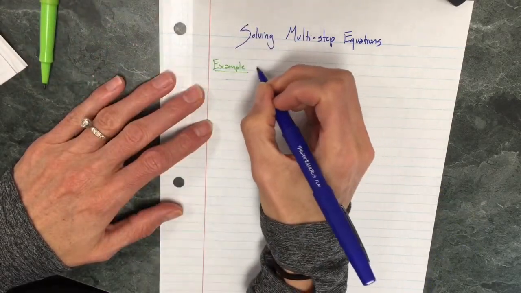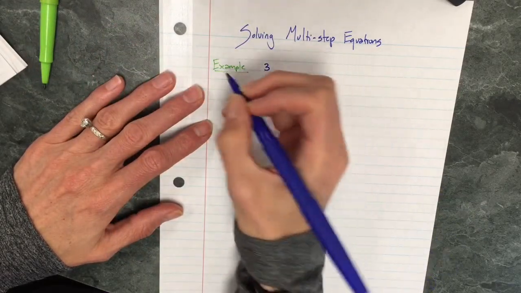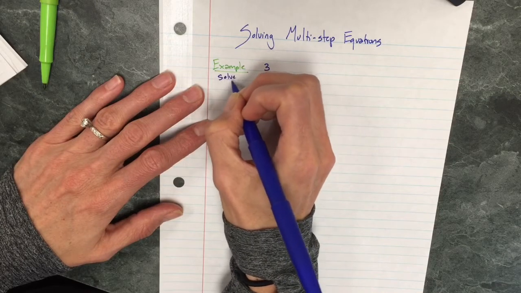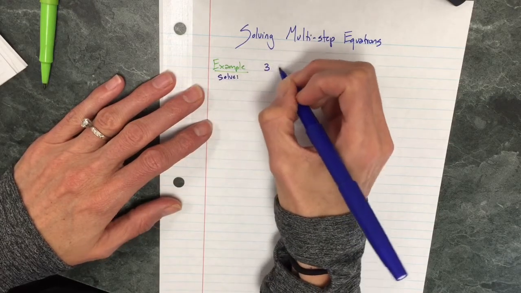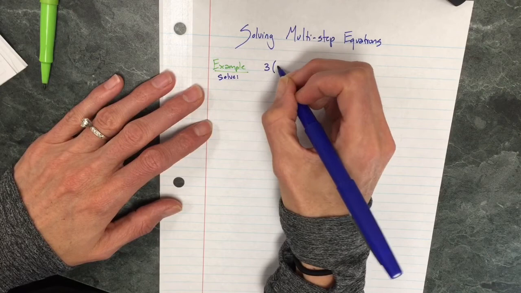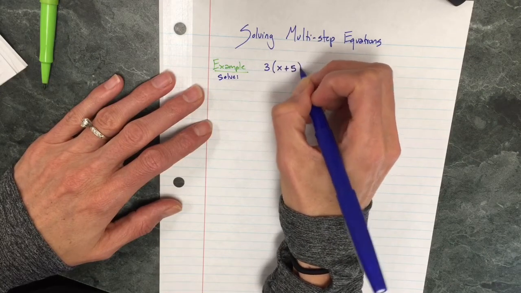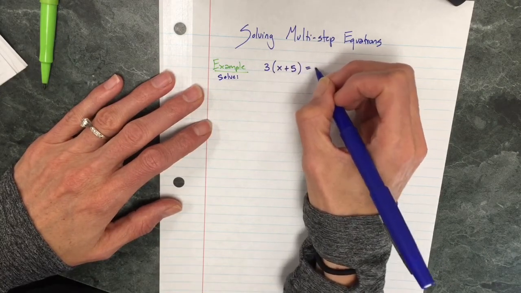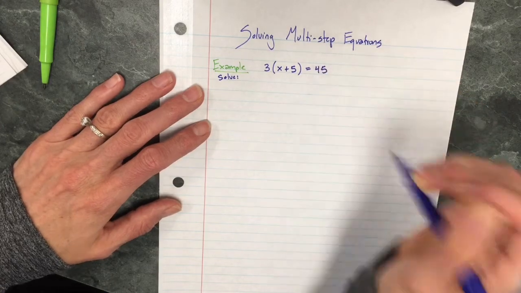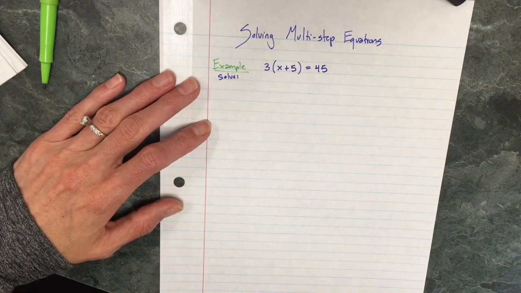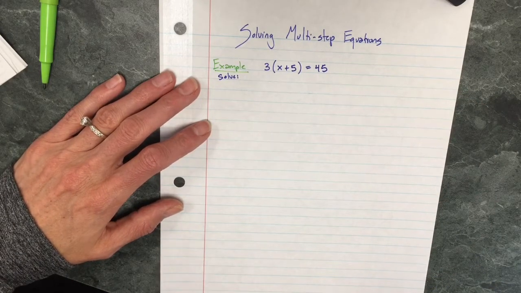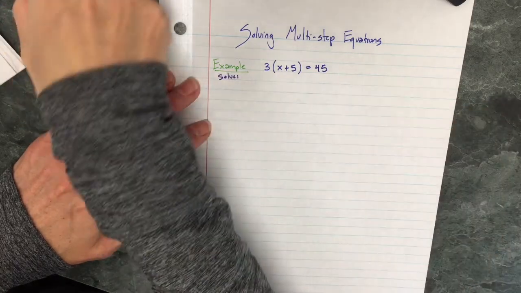is 3, and of course you'd be asked to solve 3 times x plus 5 equals 45. So the first thing you would do to solve this multi-step equation, we're going to write our steps over here.